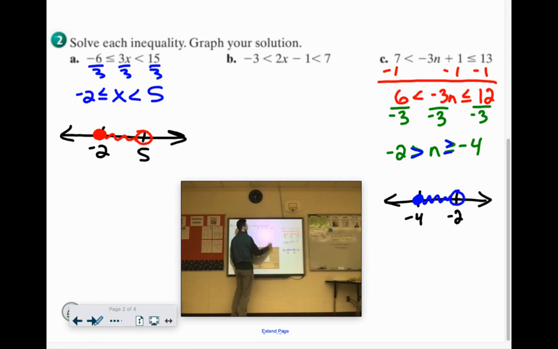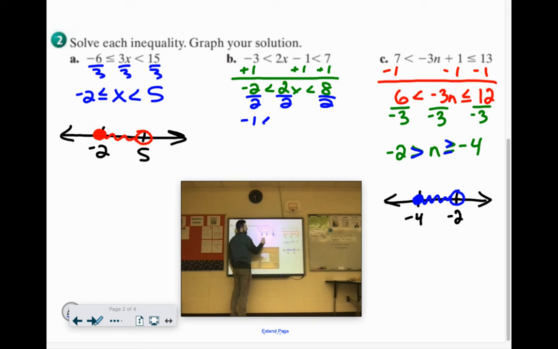Here we will add 1. 2 less than 2x less than 8. And then we'll go ahead and divide everything by 2. -1 is less than x is less than 4. -1, 4, open dots on both of them, shade in the middle.